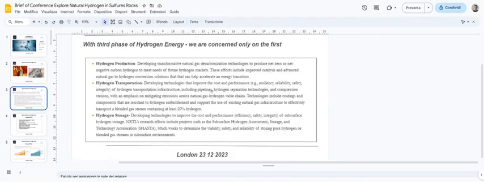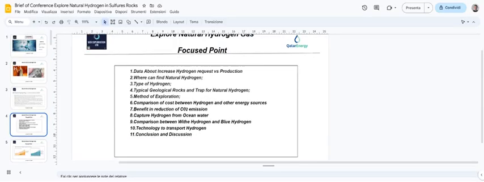So it's clear that the production of hydrogen is complex because we have, for example, hydrogen transportation and hydrogen storage, that is very important for the distribution of hydrogen, for example, for cars and other areas.